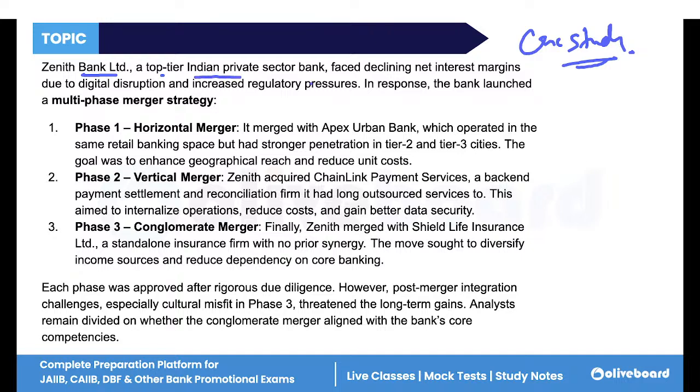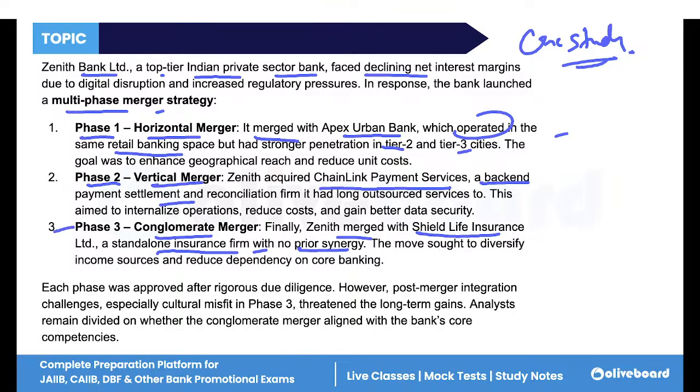Zenith Bank Limited, a top tier Indian private sector bank, is faced with declining growth. Multi-phase mergers: phase 1 horizontal, phase 2 vertical, and phase 3 conglomerate. In the horizontal merger, it merged with Apex Urban Bank, which operated in the same retail banking space in Tier 2 and Tier 3 cities in the same geographical area to enhance reach. In the vertical merger, Zenith acquired Chain Link Payment Services, a backend payments settlement system, for better data security. The conglomerate merger was with Shield Life Insurance, a standalone insurance firm with no prior synergy, meaning unrelated businesses merging together. Each phase is approved after rigorous due diligence. Due diligence means all the compliances and guidelines are being followed. Then only is the company approved to merge.